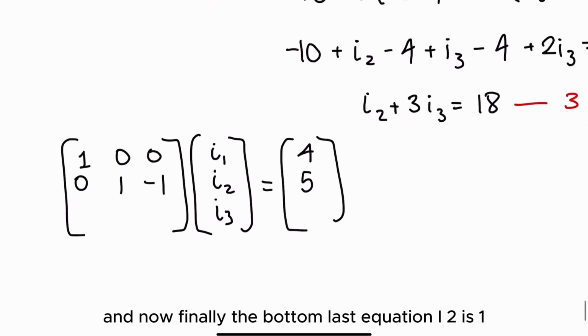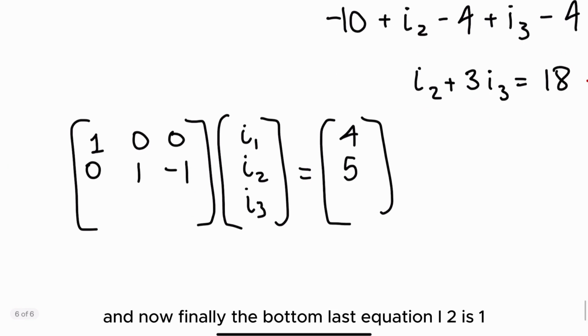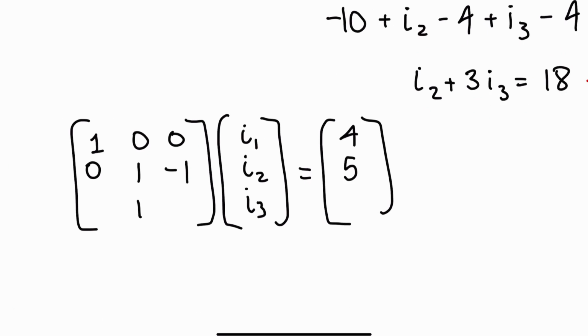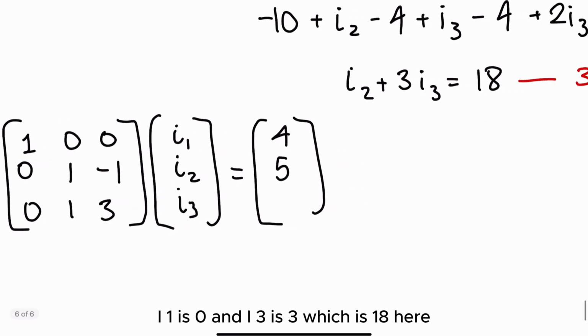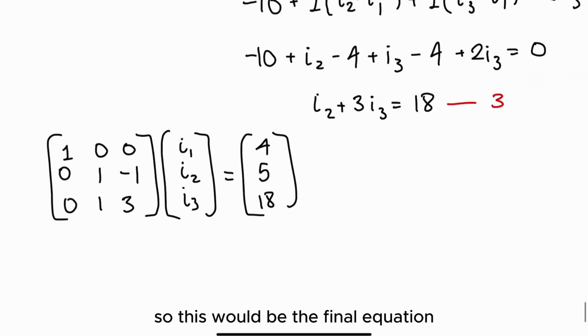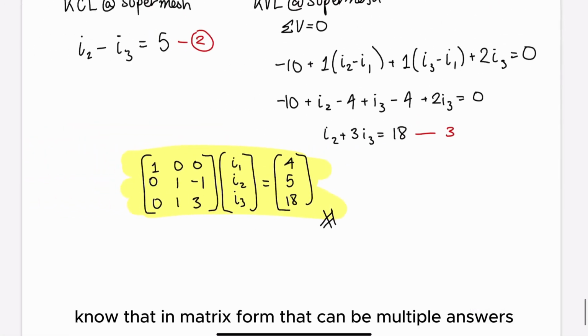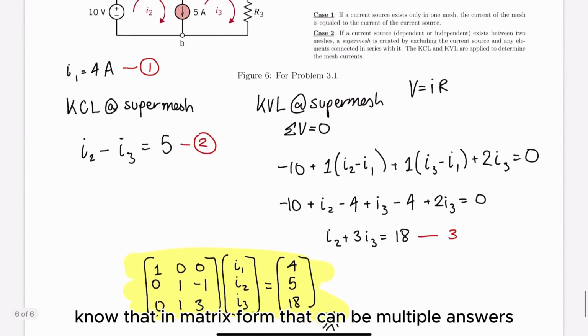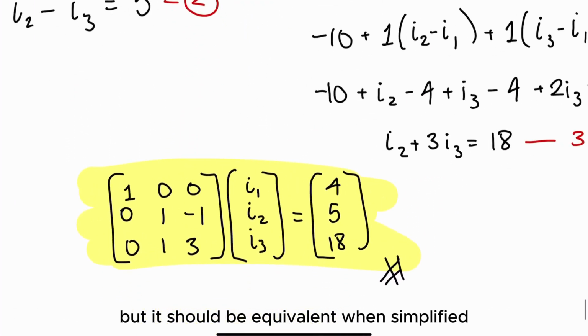And now finally, the bottom last equation. I2 is 1, I1 is 0, and I3 is 3, which equals 18 here. So this would be the final equation. Note that in matrix form, there can be multiple answers, but they should be equivalent when simplified.